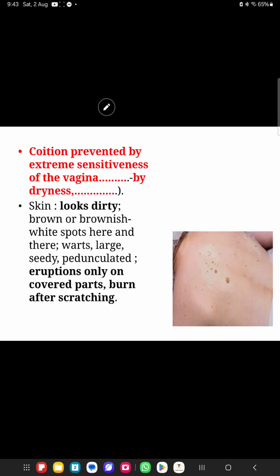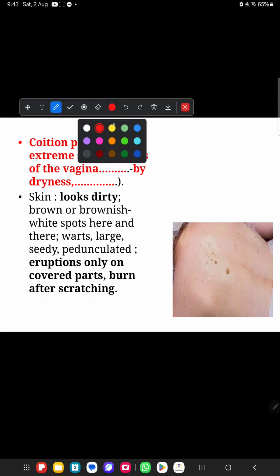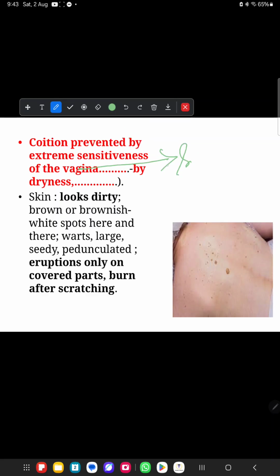But if there is dryness of the vagina, what do we call this condition? Can anyone tell? Dyspareunia is the condition. We can correlate it with gynae and obs. Dyspareunia means painful sexual intercourse. If the patient has painful sexual intercourse, we can say the patient has dyspareunia.